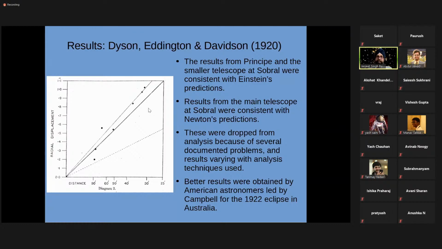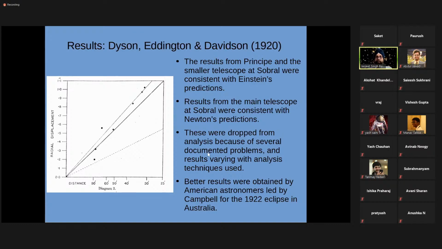Now the dots over here, the filled black circles, are data points. The dashed line is the prediction from Soldner, or from the equivalence principle. The thick black line, which is the diagonal, is the prediction from Einstein's general theory of relativity. And the thin black line is the best fit to data. So it is actually close to, but slightly higher deflection than suggested by the general theory of relativity.